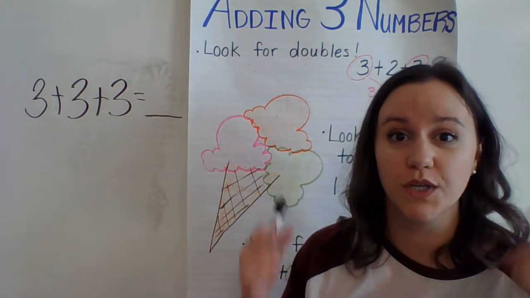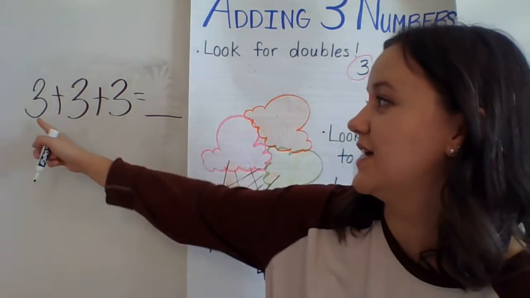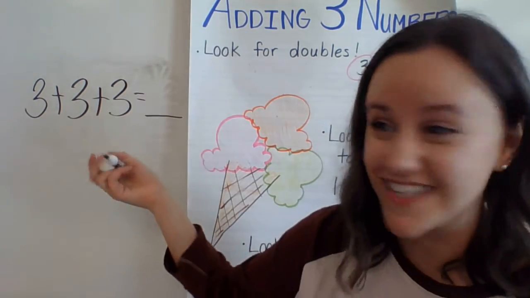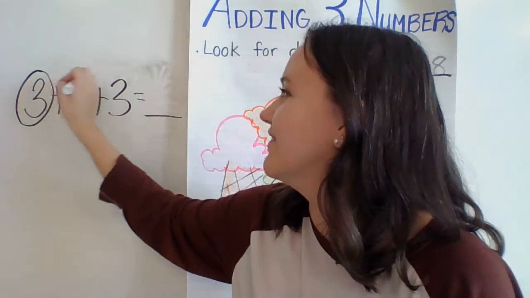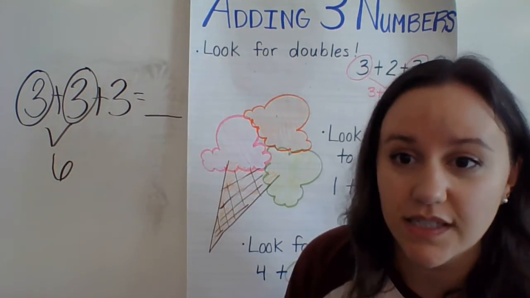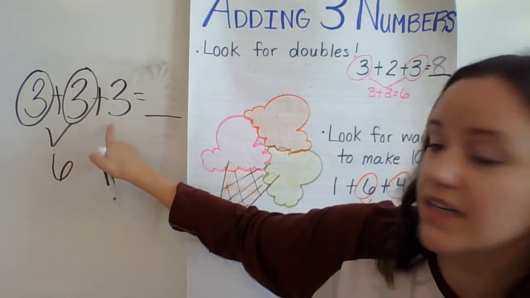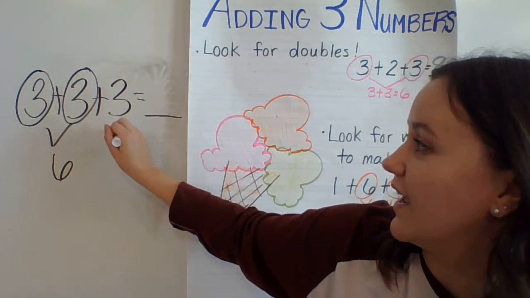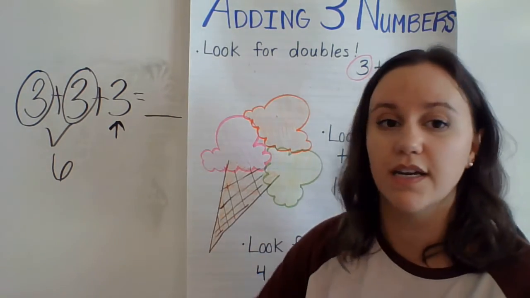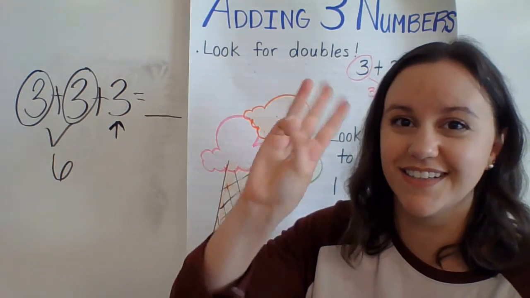So what are we going to do? We're going to look for doubles. I see two of the same number here, and here, and here. They're all the same number, so I can pick any two I want. I'll just pick the first two. And I know that 3 plus 3 equals 6. Well, then I have to add that 6 to the other number that I haven't circled yet, because I haven't added that one yet. So 6 plus 3, 6, 7, 8, 9.